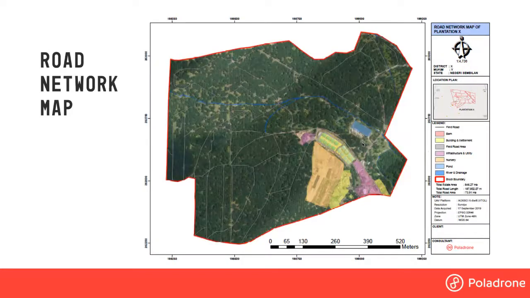And then the next one we can develop as well will be the route network map. Basically, for the route network map, we will draw out all the infrastructure in your plantation. In the example we have done, we drew out the rivers, the routes, the vacant land, and also some buildings inside the map as well.